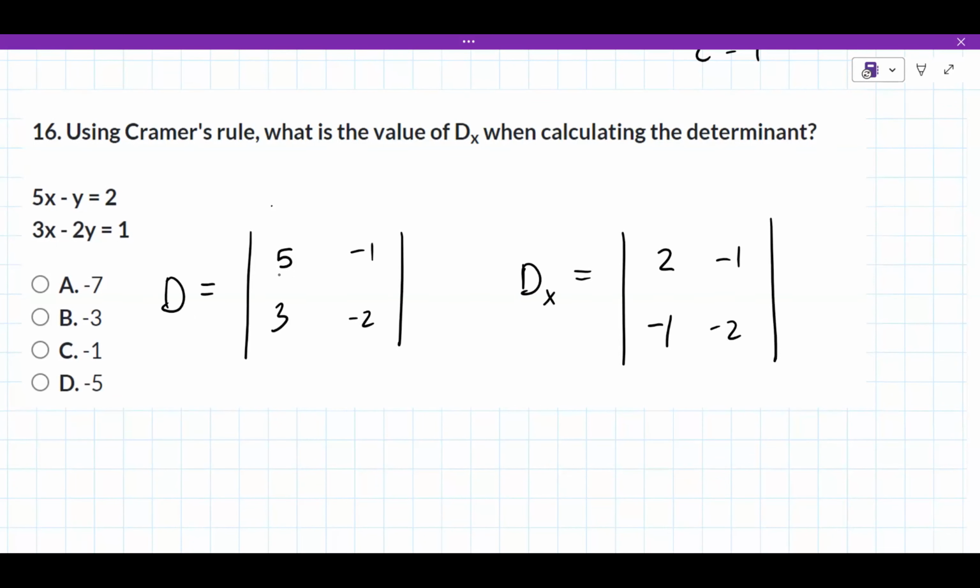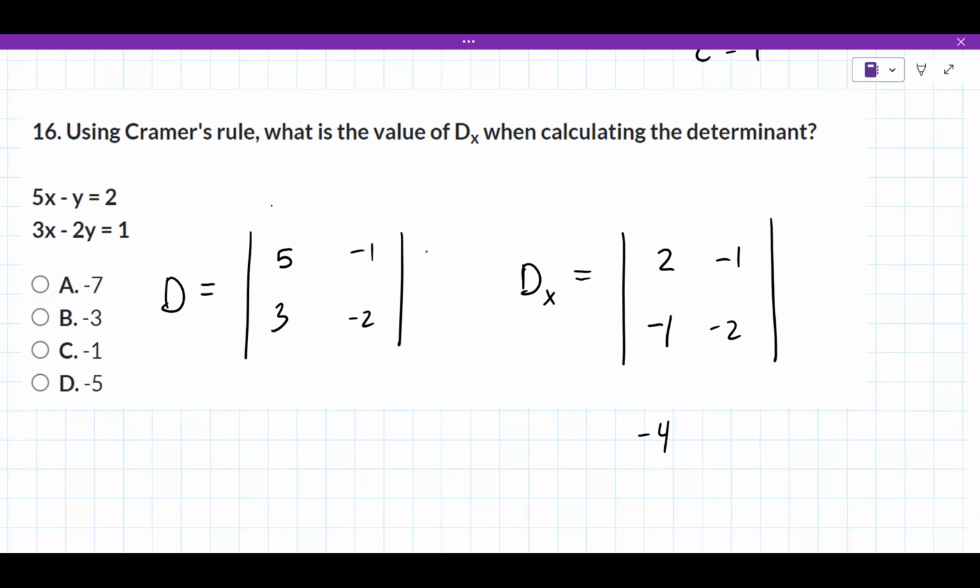All right. Now we do the butterfly. 5 times 2, and 3 times -1. So 10 minus 3 equals 7. And the same thing for the other one. 2 times 2 is 4. -1 times -1 is just 1. So that just would be 5.